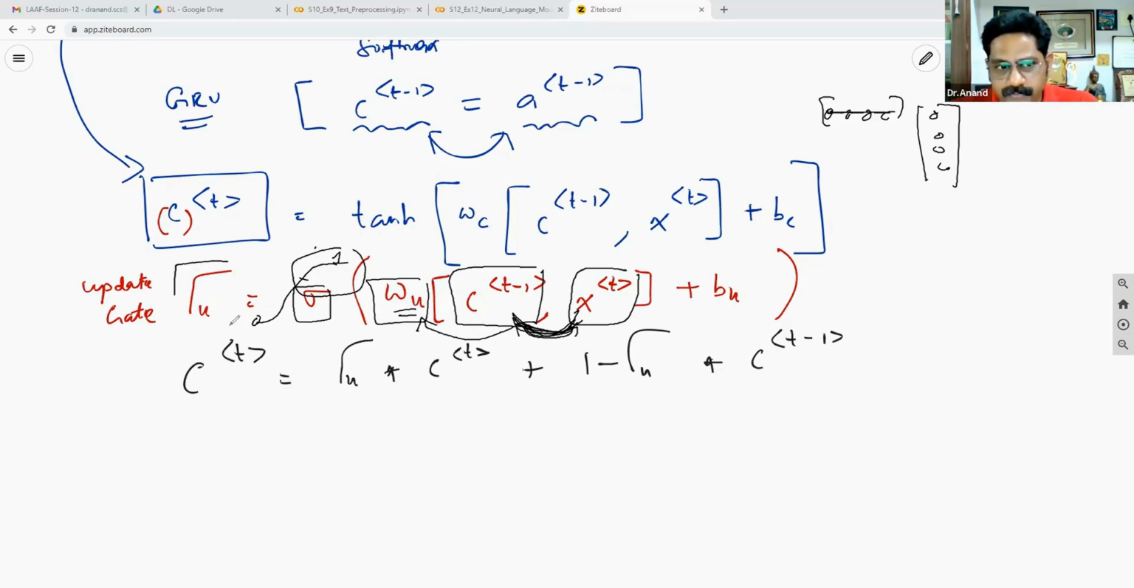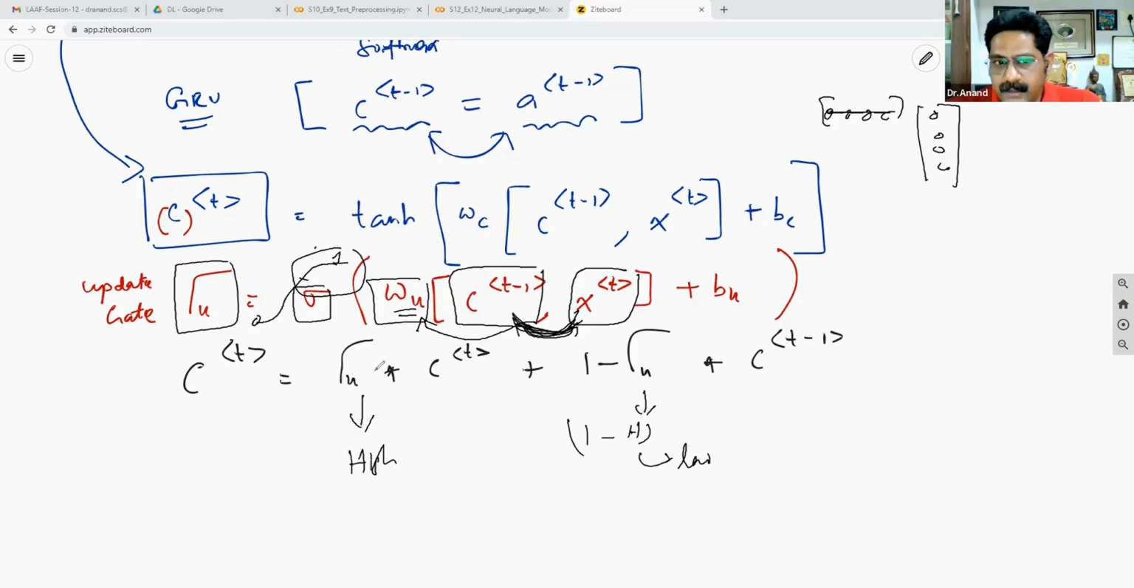Assume that tau of u takes a higher value, say for example this value is high. What happens to 1 minus tau of u? So this is 1 minus a high value. When you subtract, this value will be low. So you can see what kind of weighting factor is being allotted for CT minus 1 and CT.